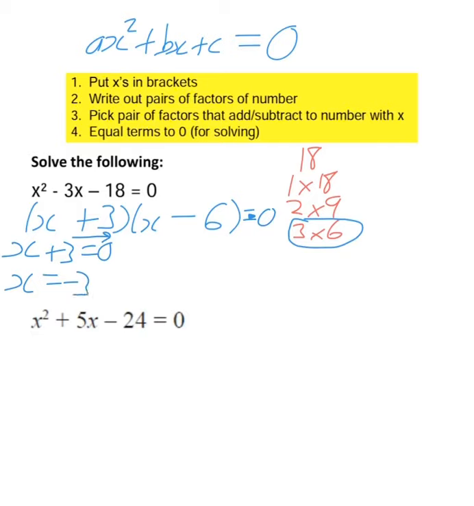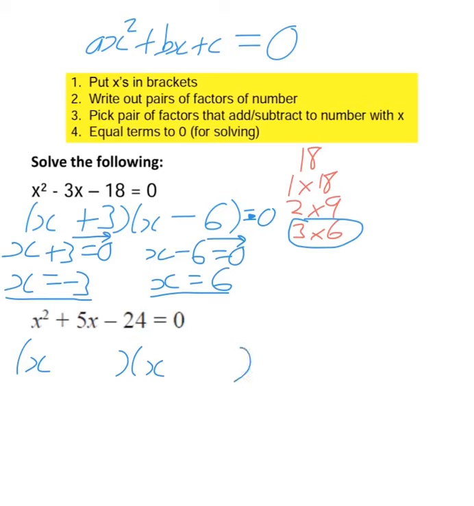Do the same now with the other one. So we have x minus 6 equal to 0. Bring the 6 across, it'll go to plus, so x is equal to 6. So our two answers are x equals minus 3 and x equals 6. Okay, let's do the same for the next one. So the first step, I'm going to put x's in brackets.